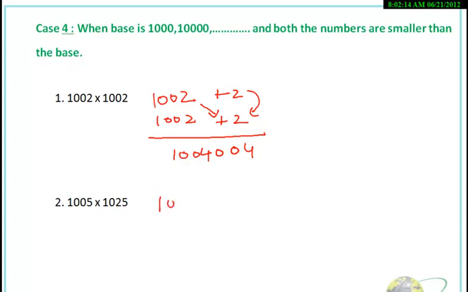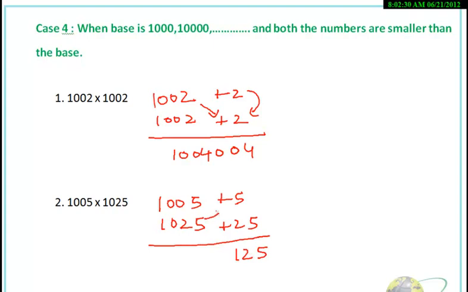In this case, 1025 is plus 25 and 1005 is plus 5. Now 25 into 5 is 125. We have to fill up 3 digits and we are getting them, and with this addition 1025 plus 5 we'll be getting 1030.